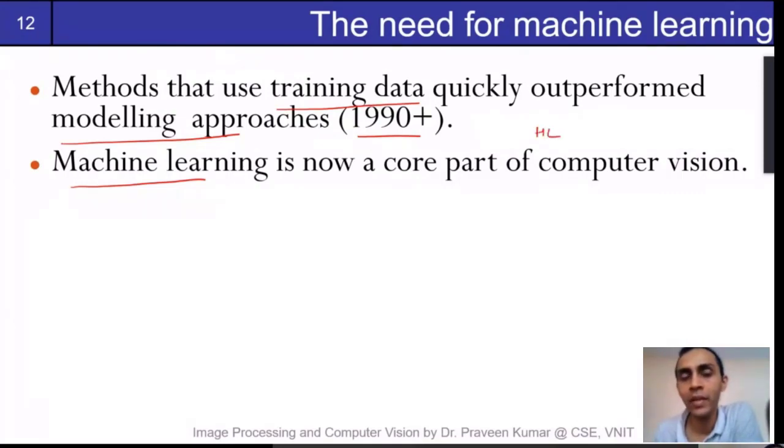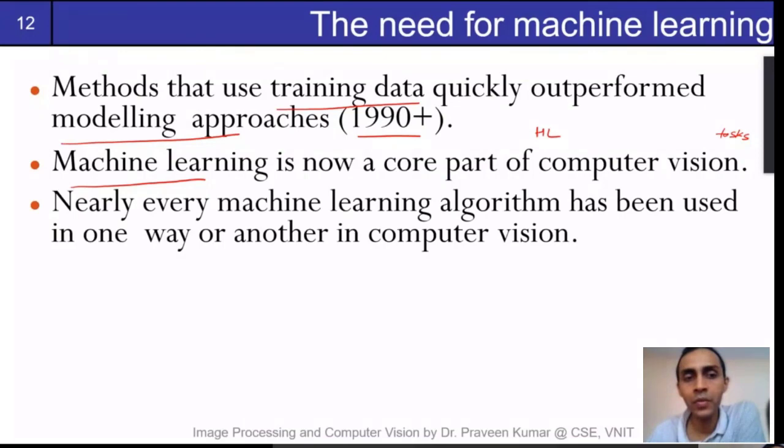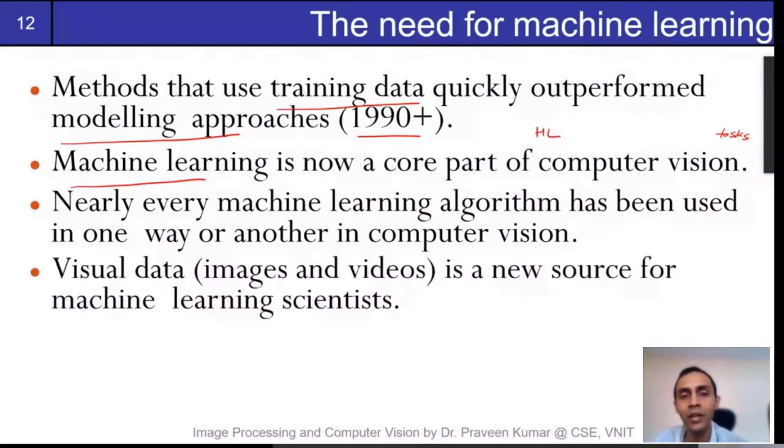So mostly you won't find any algorithm or method which doesn't use some kind of machine learning in a high-level computer vision task. And nearly every machine learning algorithm has been used in one way or another in computer vision. In fact, there are n number of machine learning algorithms, and almost every one has been experimented with to see which one performs better in computer vision. And in fact, computer vision is a rich source for machine learning people. Machine learning people frequently use computer vision problems.